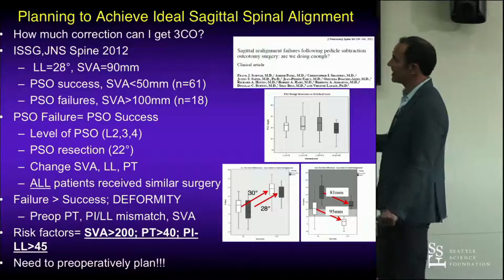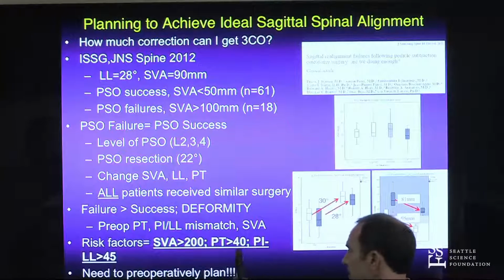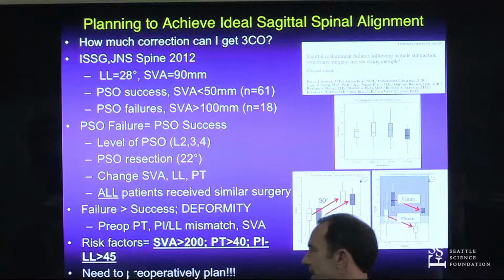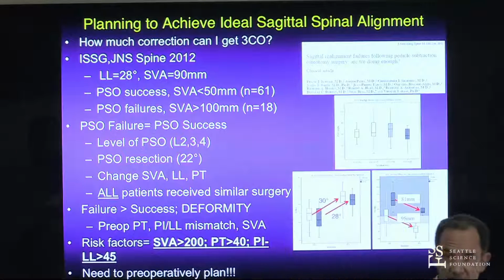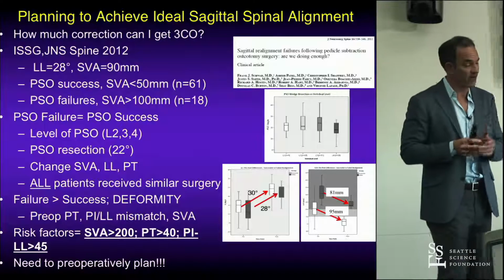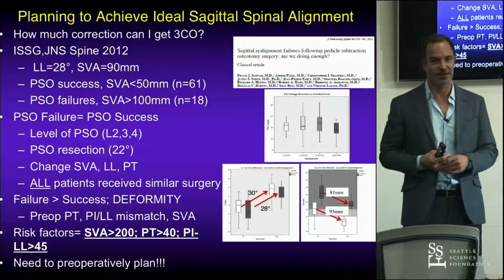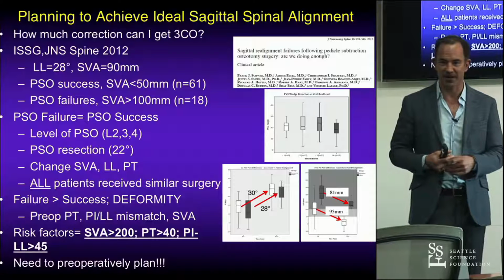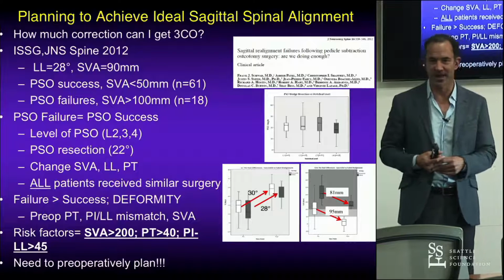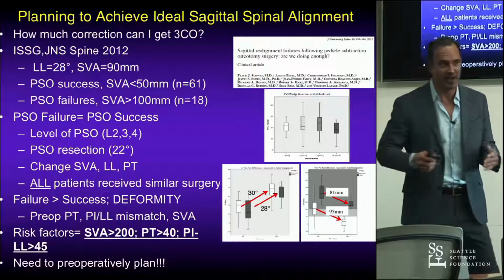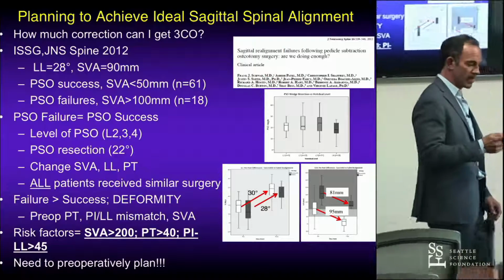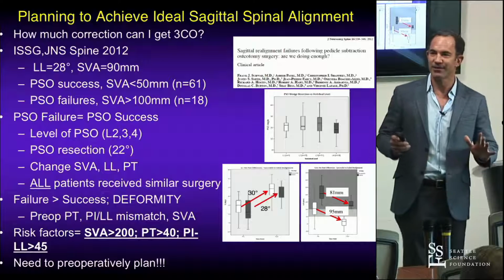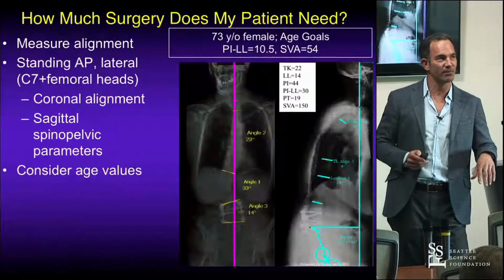One, if your SVA is greater than 200, if your tilt is greater than 40, or your lordosis gap is greater than 45, and you just do a PSO and just go T4 to the pelvis, they're going to be undercorrected. And they're going to come back and say, I'm still forward and I'm really unhappy. So again, this drives home not so much technique, right? But you have to plan these out, because you're going to get burned if you don't.